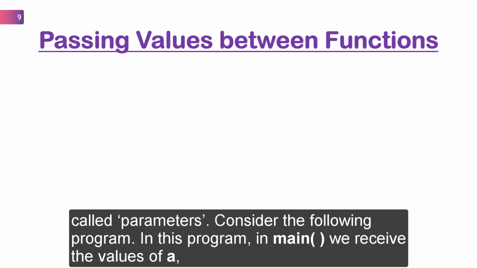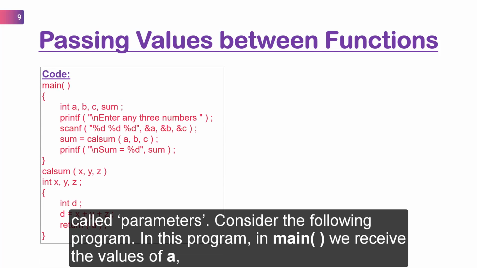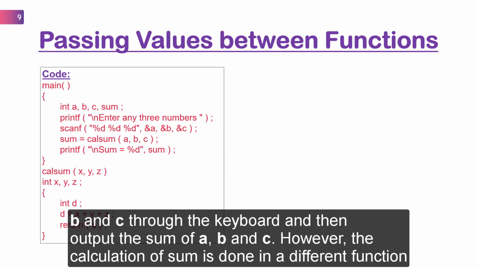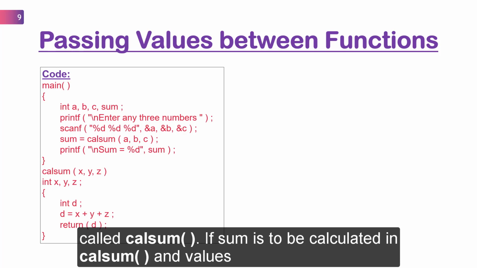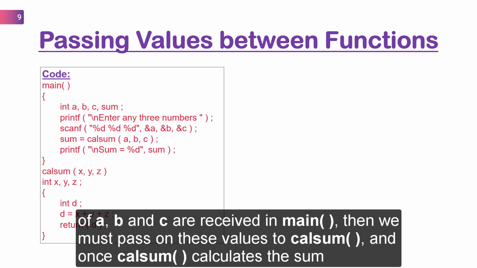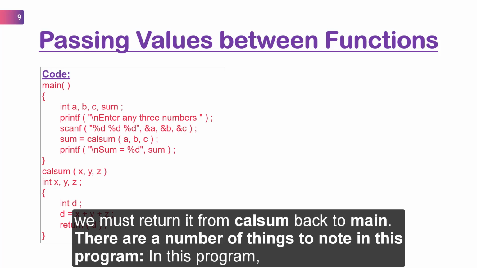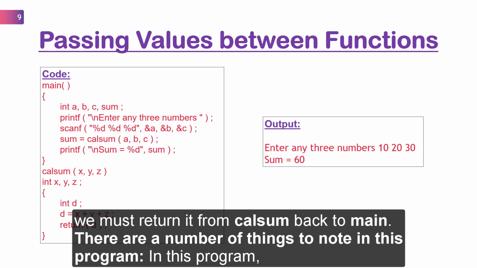Consider the following program. In this program, in main, we receive the values of a, b, and c through the keyboard and then output the sum of a, b, and c. However, the calculation of sum is done in a different function called calsum. If sum is to be calculated in calsum and values of a, b, and c are received in main, then we must pass these values to calsum, and once calsum calculates the sum, we must return it from calsum back to main. There are a number of things to note in this program.